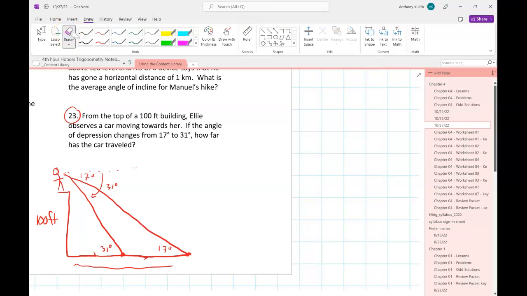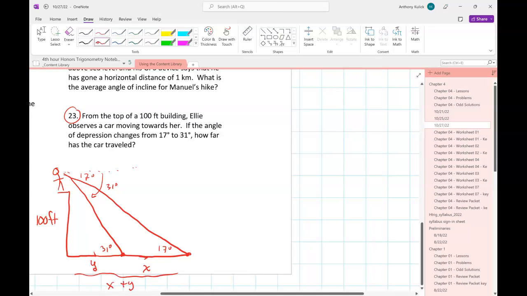Actually, I mislabeled this. This isn't x. X is how far the car has traveled. That's x. So I'm going to call this piece y. So this side should be x plus y. Is that okay?